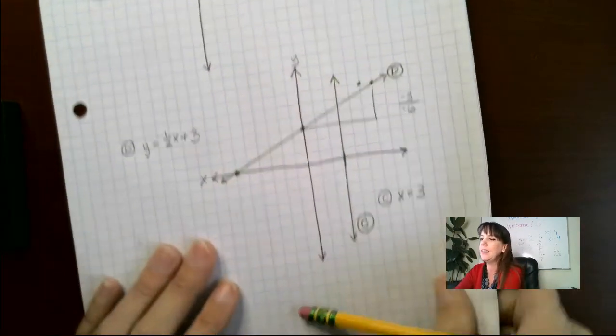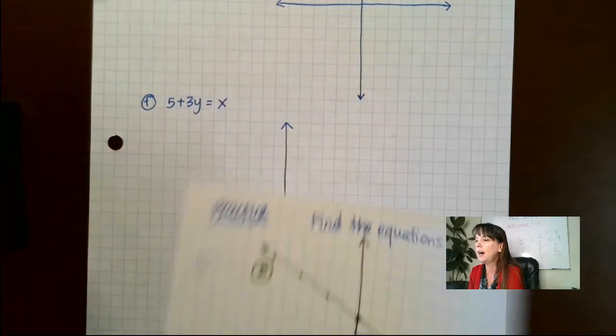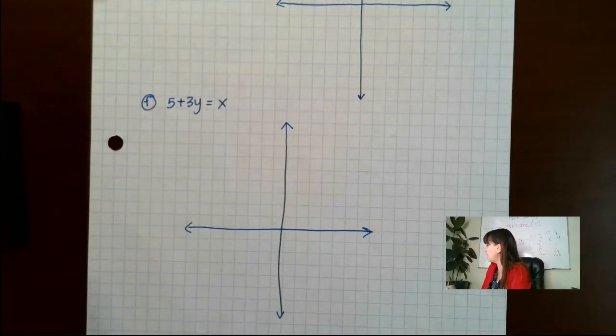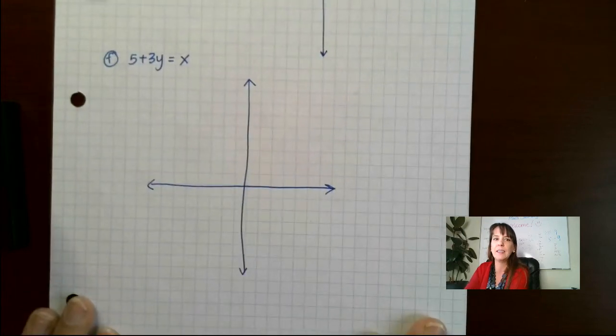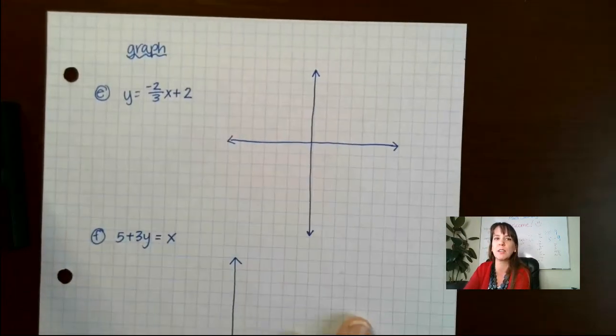All right, guys, that is the practice for those. The other practice is graphing this guy. So if you don't have your book, there's practice E, and then there's practice F. So pause the video, do those, and then come on back.